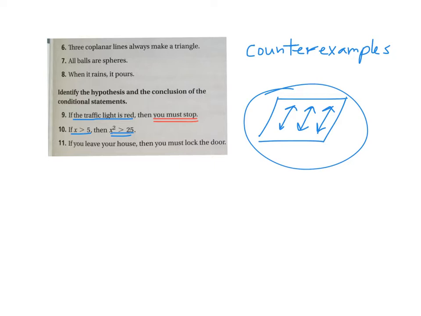Or all balls are spheres. Basically, that's saying if something is a ball, then it is a sphere. Can you think of a counterexample to that? You don't have to draw it, you could just say football. Does that look like a football? Kind of? Not great. But a football would be a counterexample to that, okay?